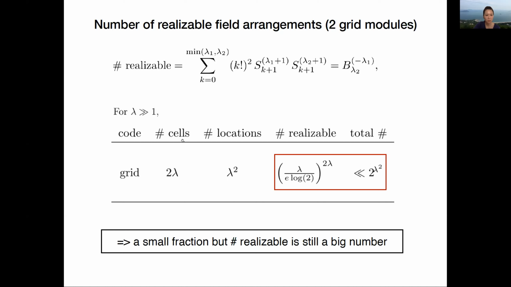And when lambda is big, the number of realizable field arrangements is much smaller than the total number of arrangements, meaning that realizable field arrangements make up a small fraction, but still this number is big. So we cannot really predict the place field locations.